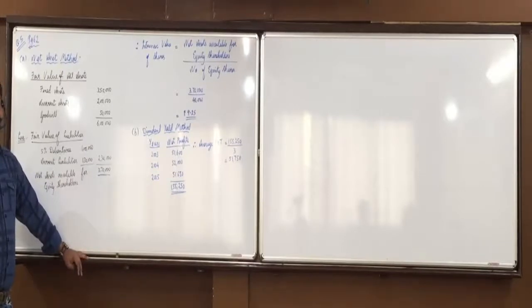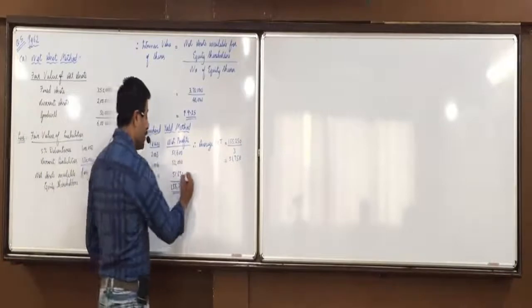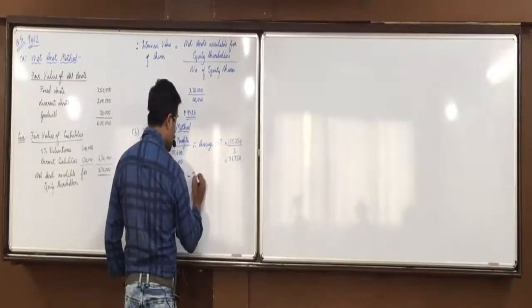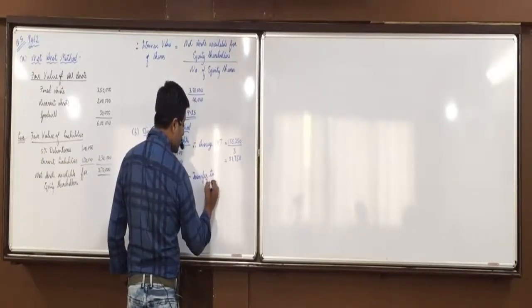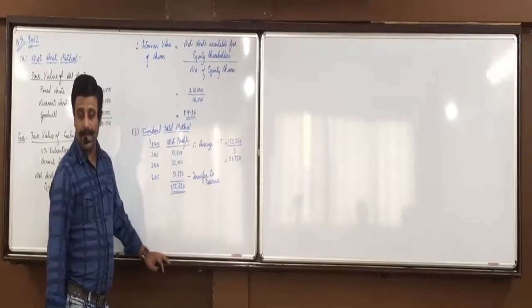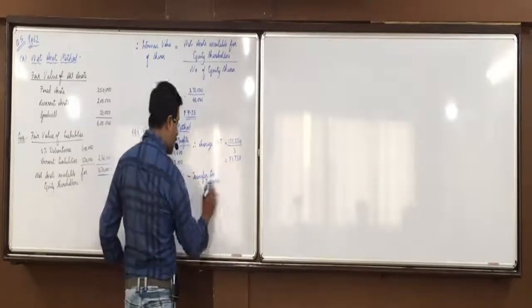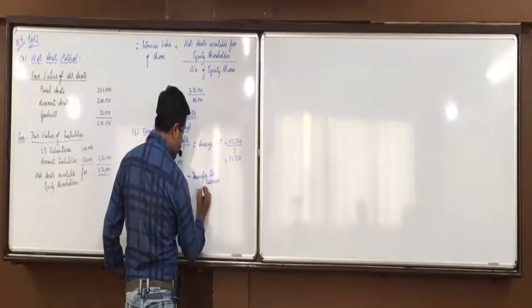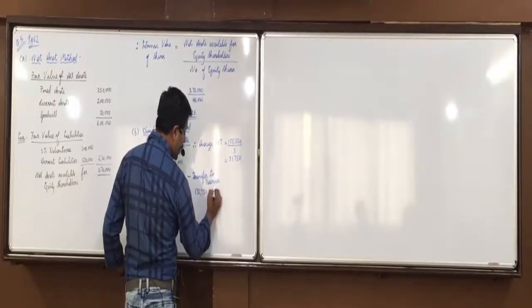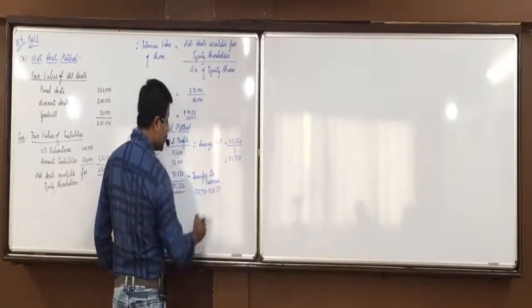Then what do we have to minus to get profits available for dividend to equity shareholders? Minus transfer to reserves. See what is given in the question. How much do we have to transfer to reserves? 20%. So 51,750 into 20% we will transfer to reserves.